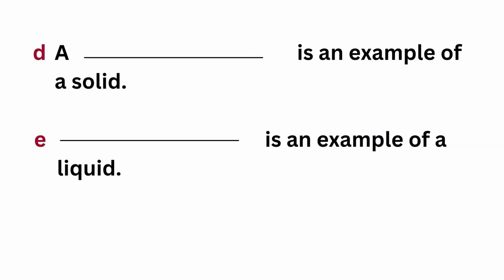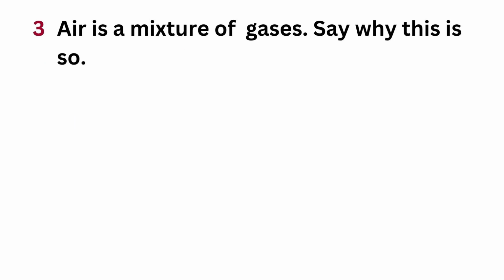C. Oxygen is an example of a gas. D. Rock is an example of a solid. E. Vinegar is an example of a liquid. Question 3. Air is a mixture of gases. Say why this is so.